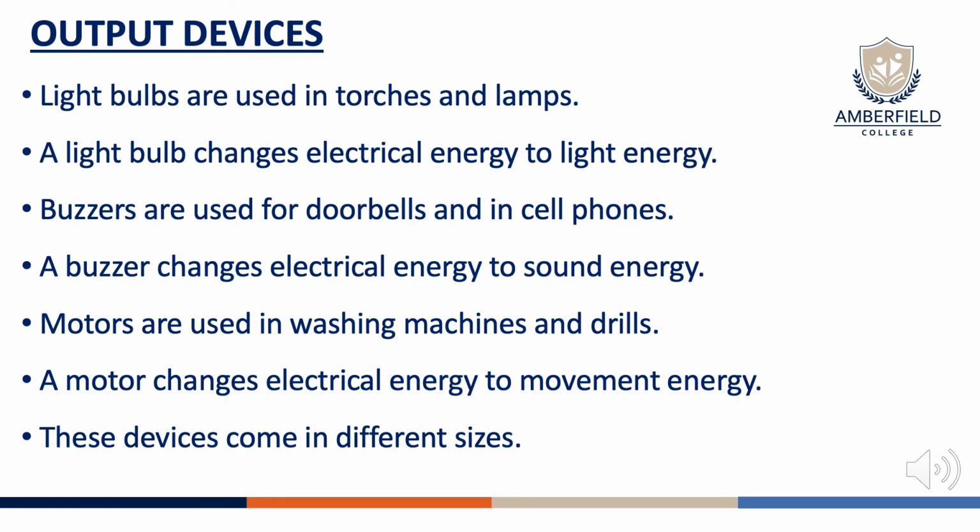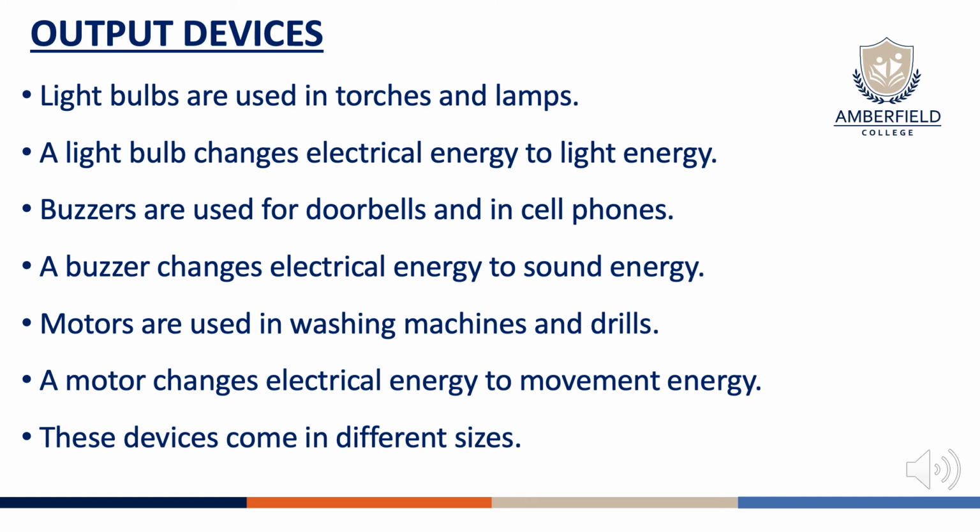Now, grade 6s, let's look at the output devices. A light bulb is used in torches and lamps. Now, a light bulb changes electrical energy into light energy. Buzzers are used for doorbells and in cell phones. So, a buzzer would create a sound. So, a buzzer will change electrical energy to sound energy. Motors are used in washing machines and drills, and a motor changes electrical energy into movement energy.